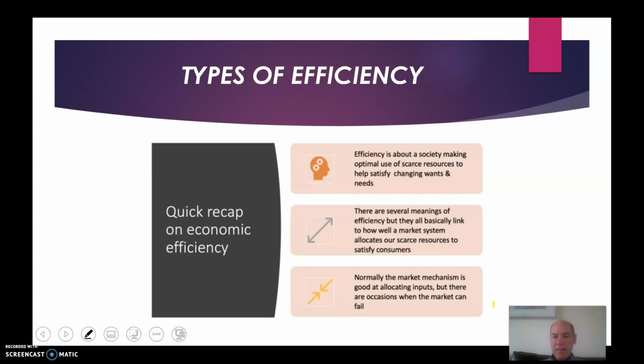Okay, last bit of background information. So really, what are we referring to here? Efficiency, it's about making optimal use of those scarce resources to do what? Satisfy changing needs and wants. And in terms of this, this is all about satisfying customers.